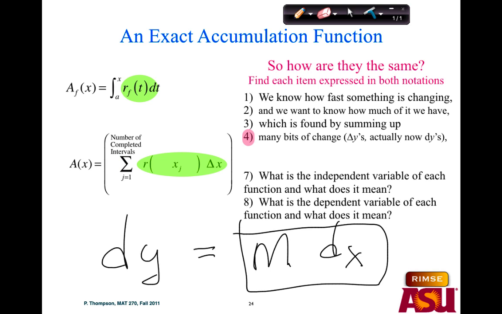So when you look at an integral and you say, oh, it's summing up changes in my dependent variable, how are those changes calculated? By rate times change in x. By rate times change in x. Does it make sense?